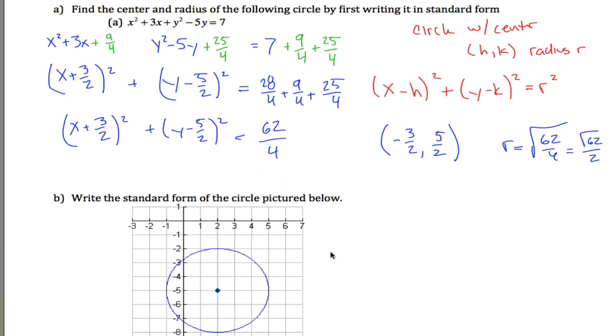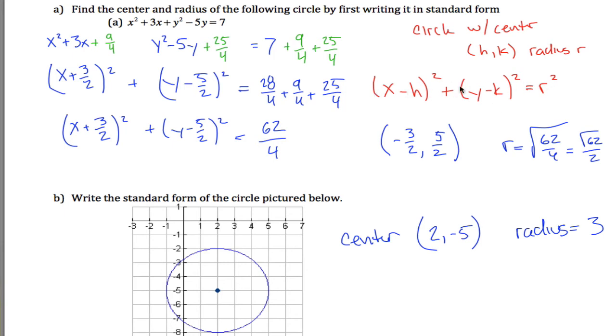Part B, you just have to look at this and identify that this is a circle. That's easy. Its center is at the point (2, -5). The x-coordinate of the center is 2, the y-coordinate is -5. And its radius, which is the distance from the center to the outside, looks like it's 1, 2, 3. You can identify all this.